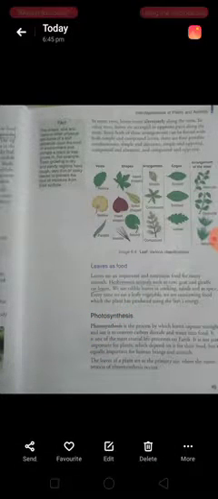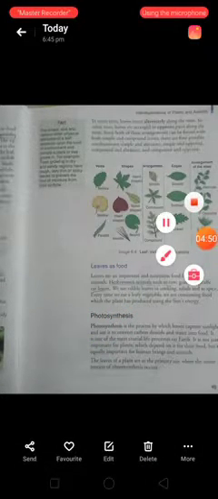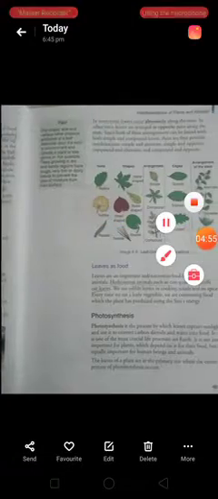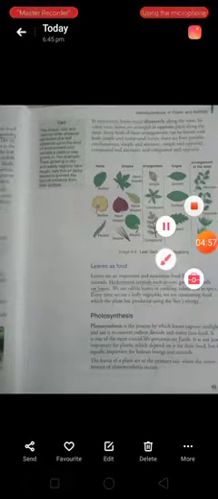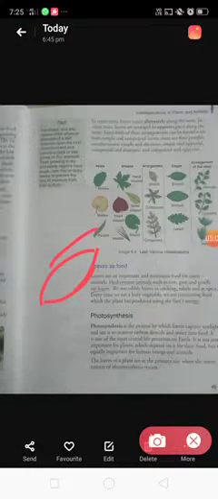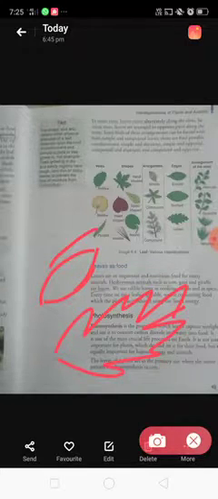Now next one is edges. See the picture. Some edges are like this, some corners are like this. There are different types of leaves, so some will be plain, some will be lobe type. So these are called the edges of the leaves. They are also different shapes.